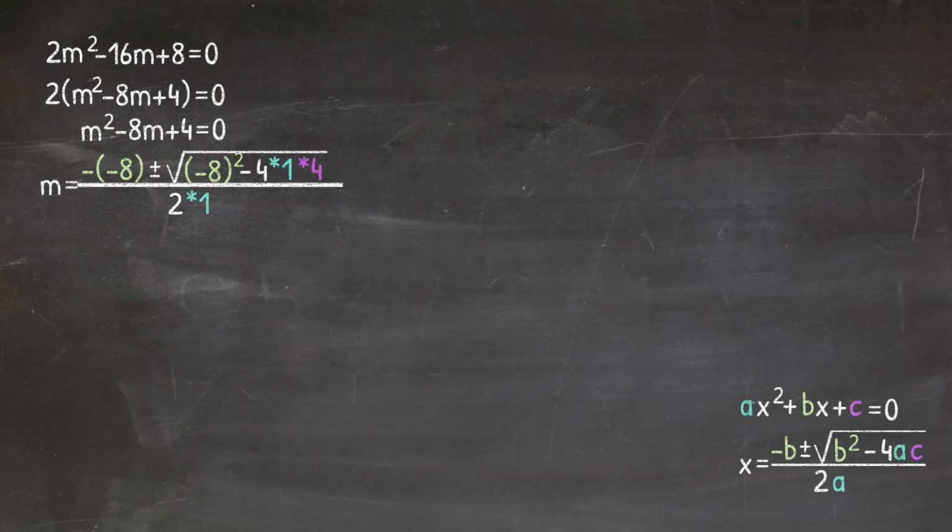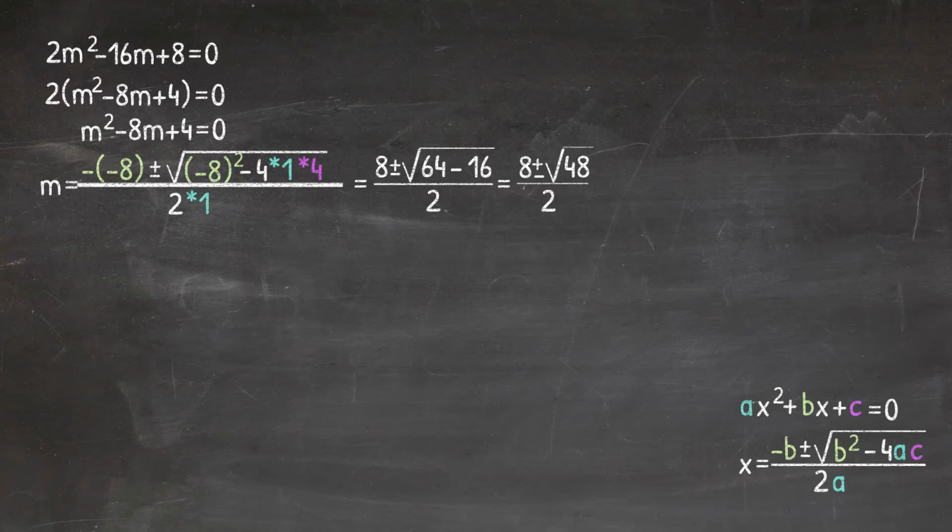Let's continue with the simplification. Minus times minus 8 ends up being a positive 8. We keep plus minus, square root. Minus 8 squared would be 64. Minus 4 times 1 times 4 would be minus 16. Divided, 2 times 1 equals 2. At the next stage, we get 8 plus minus the square root of 48, which is the result of 64 minus 16, over 2.